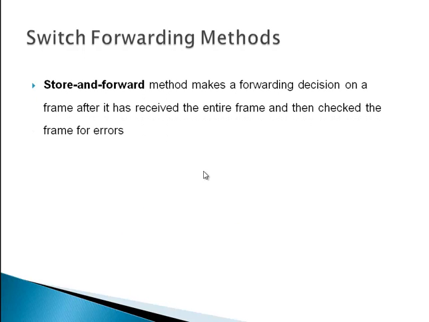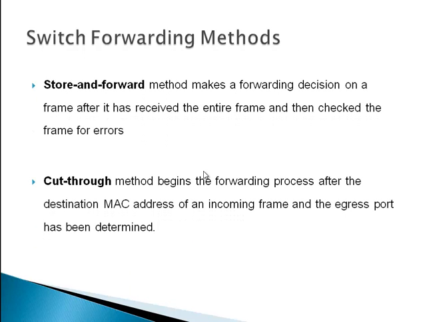So, switching forwarding methods: we have two methods. First of all is store and forward. This method makes a forwarding decision on a frame after it has received the entire frame and checked the frame for errors. So first it receives the whole frame, stores it in memory, checks for errors, and then it makes a forwarding decision.